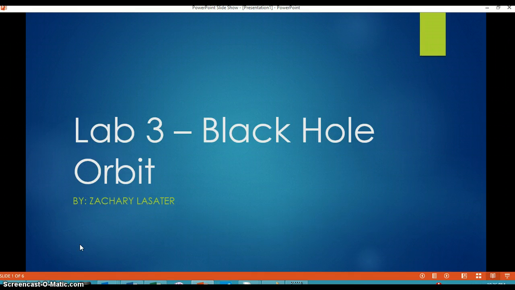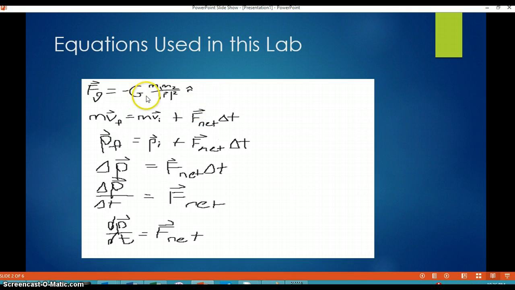I assumed the net force on the star was solely due to the black hole. I then solved the gravitational force equation for the mass of the black hole and put that into my VIDLE code. When the code was run, a mass of 1.9902 times 10 to the 31 kilograms was outputted for the black hole. Here we have some equations used in the lab.